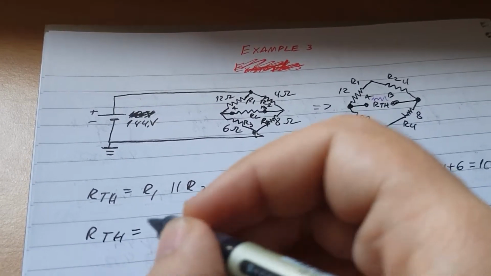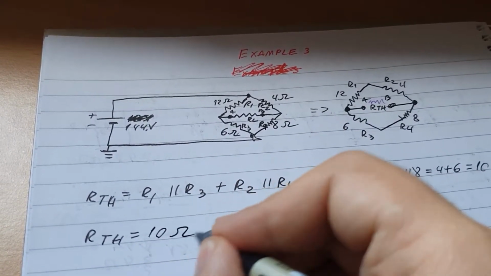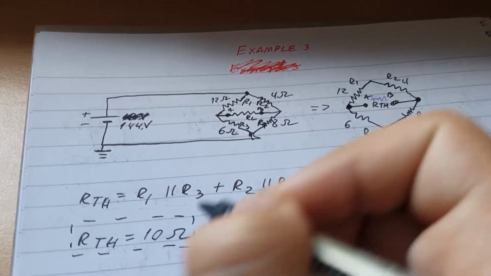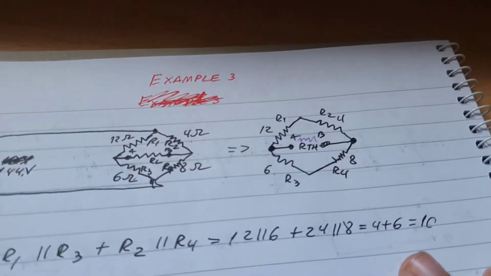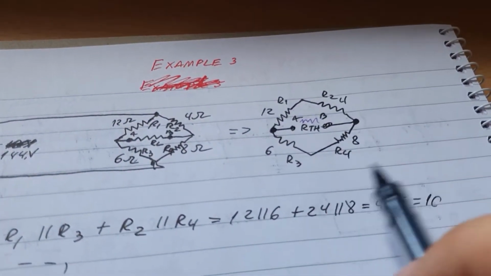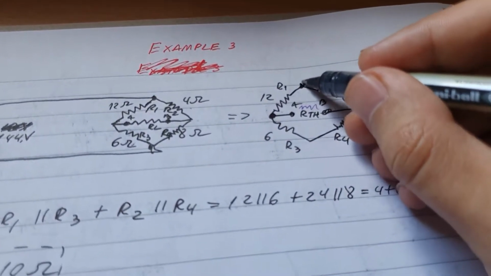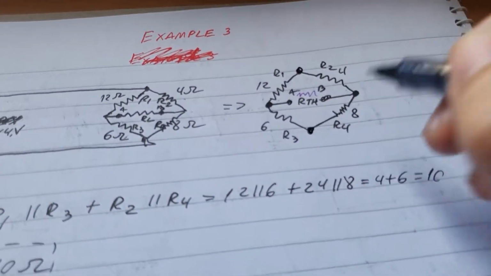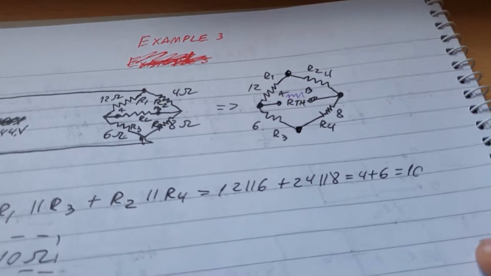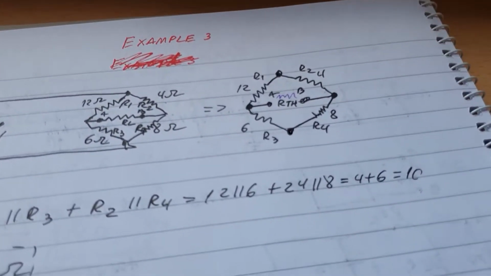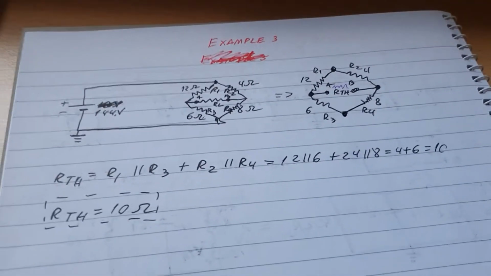So R_TH is equal to 10 ohms. I understand it's a bit complex for how it looks, but you can't really do much about it because that's the way you calculate it. You calculate first the parallels and then you add them together because they become in series.